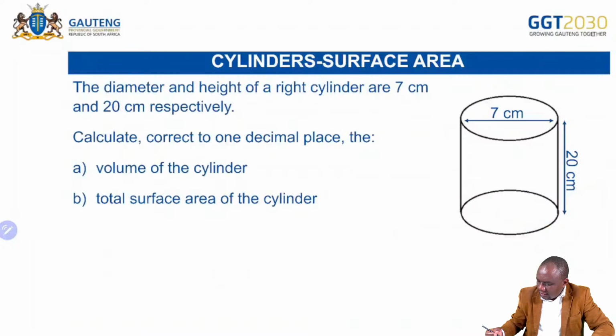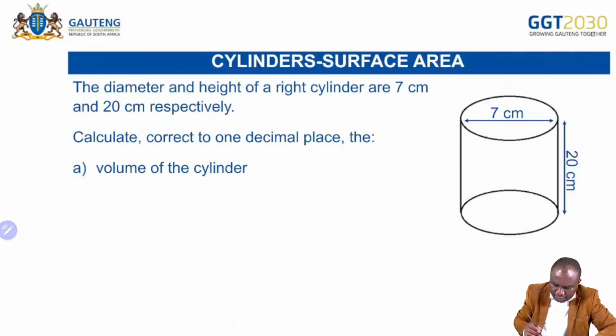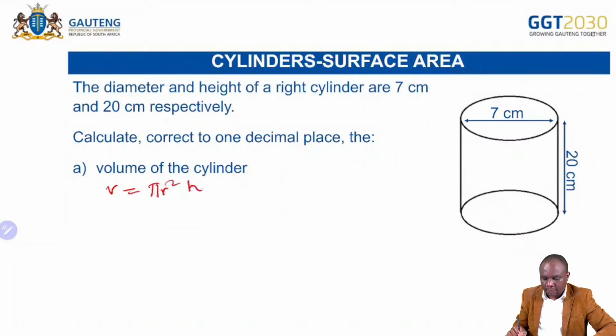Right, welcome back, great chance. We said that the volume of the cylinder, let me write V, is equal to pi r squared times height of the cylinder. Right, pi r squared. So it means here we need to find radius, not diameter. We cannot use diameter, we need radius. Radius is half of diameter, so it means radius is 3,5.